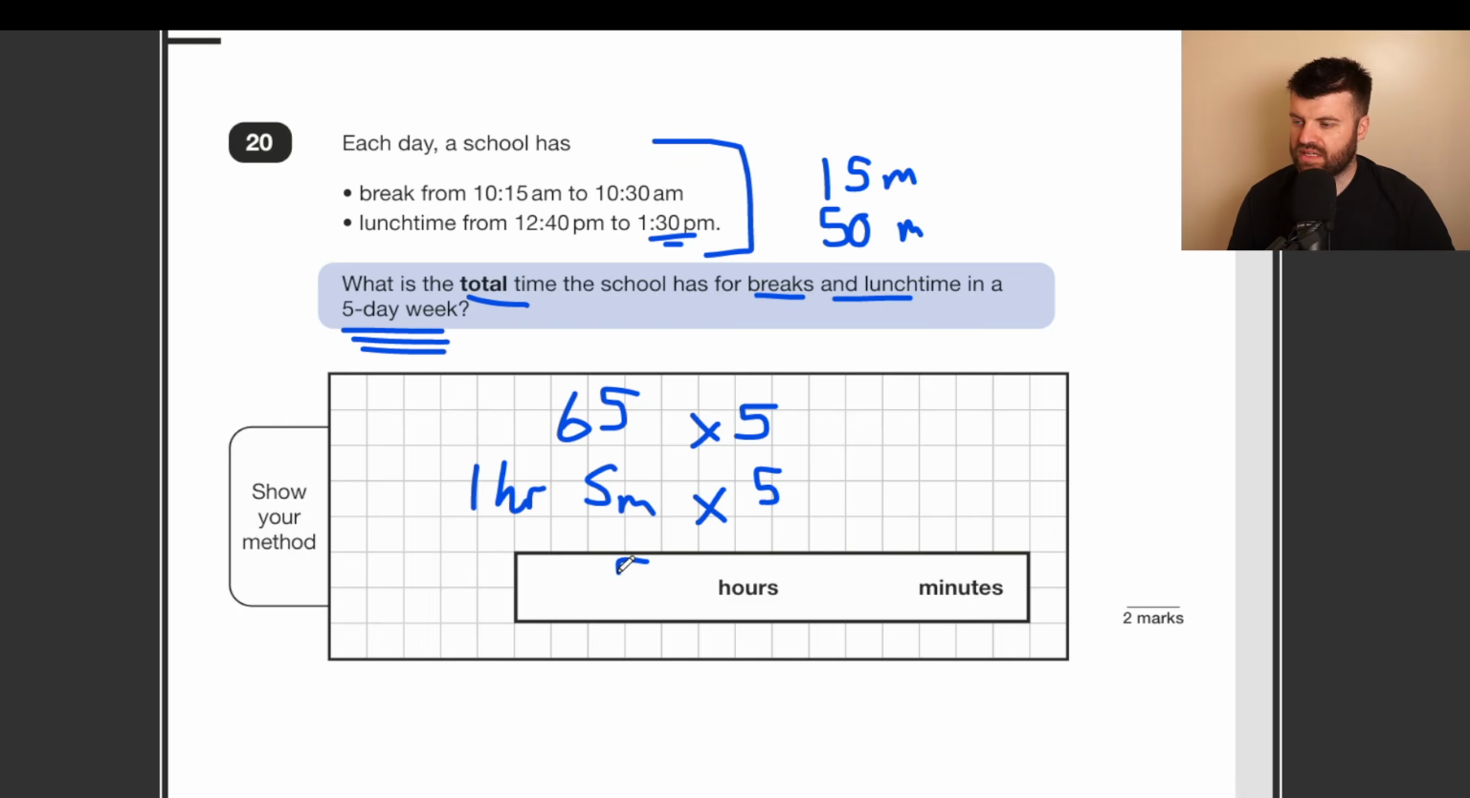5 times 1 hour is 5 hours. 5 times 5 minutes is 25 minutes. Okay, you could have done 65 times 5 and you get 325. Then you'd have to just convert 300 into 5 hours and 25 is left over in 25 minutes, known as 60 minutes per hour. That's really important here. However you did this, you should get 5 hours and 25 minutes.